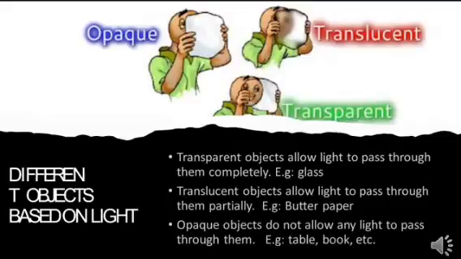Are you following? So this happens in the case of opaque objects, whereas in transparent objects there are no shadows formed because you can see the light itself passing through it clearly. So depending upon the different types of objects, some of them allow light to pass through them completely, some of them pass light through them partially, and some of them do not allow light to pass through them at all.